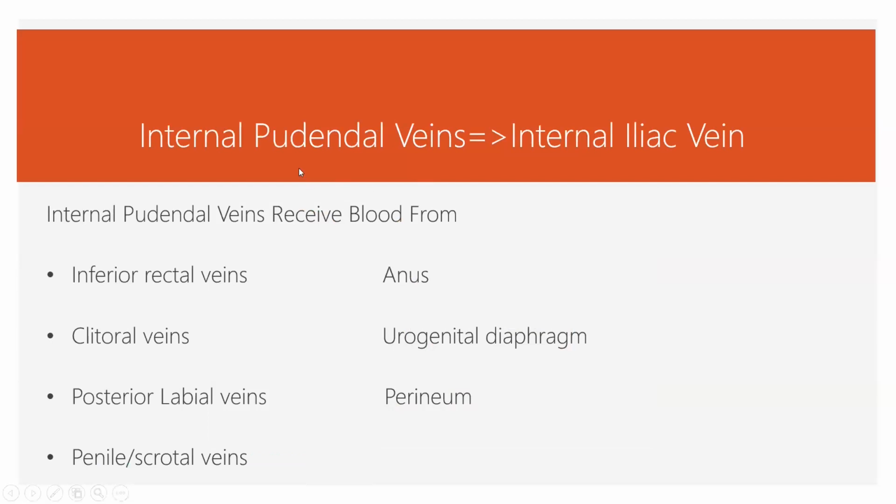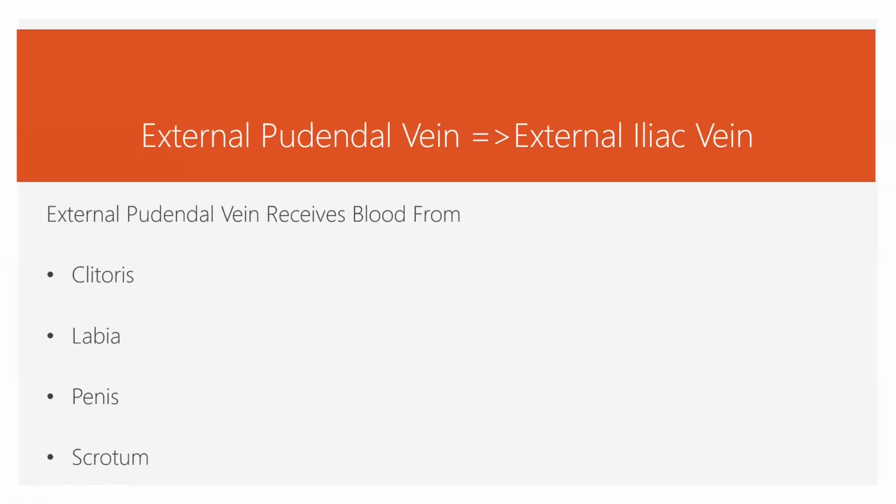So remember, the internal pudendal veins drain into the internal iliac vein, and the internal pudendal veins get blood from the inferior rectal veins, the clitoral veins, the posterior labial veins, the penile and scrotal veins, the anus, urogenital diaphragm, perineum. That all goes into the internal iliac vein. And then the external pudendal vein goes into the external iliac vein, and that will drain clitoris, labia, penis, and scrotum.